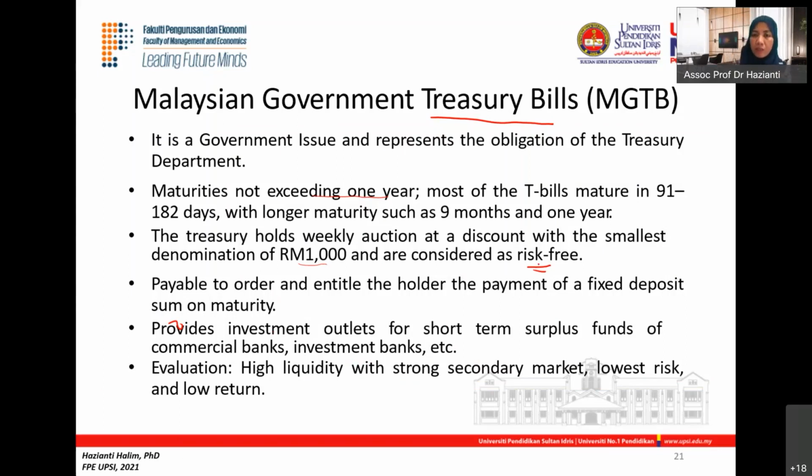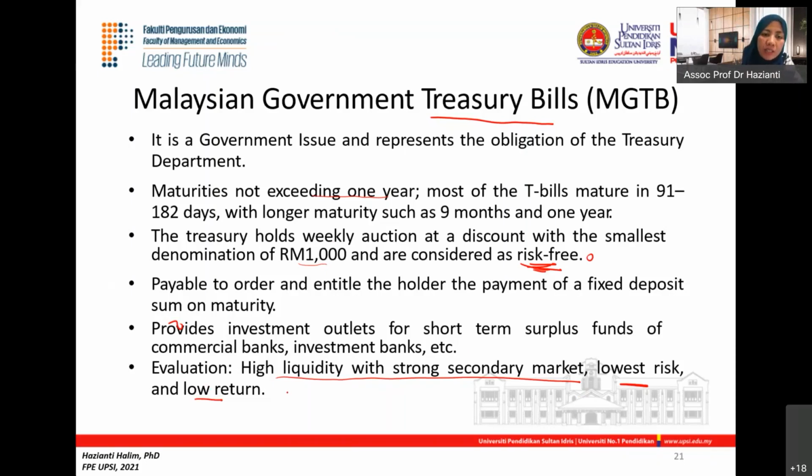Risk-free because we all know kan, dah belajar high risk, high return, low risk, low return. Ini risk-free. So return dia pun ala-ala je lah, low return. So we can say that this is high liquidity, strong secondary market. Siapa tak nak Treasury bill government issued, semua orang nak je. Lowest risk sebab risk free, zero risk and also so risk free maksudnya low return. Dia tak adalah macam you invest and then the risk is high but the return is also high kan. So here the risk is low, so the return is also low.